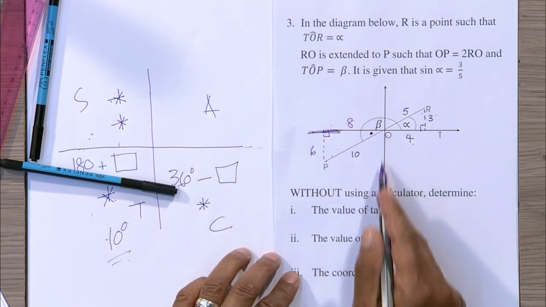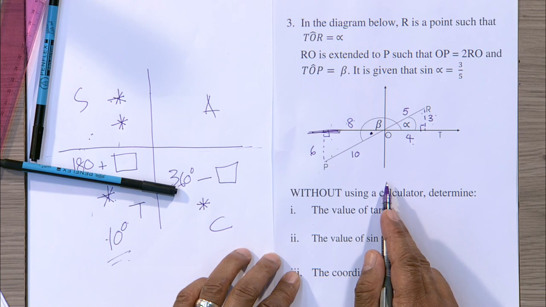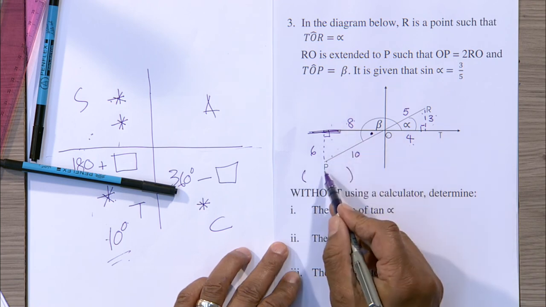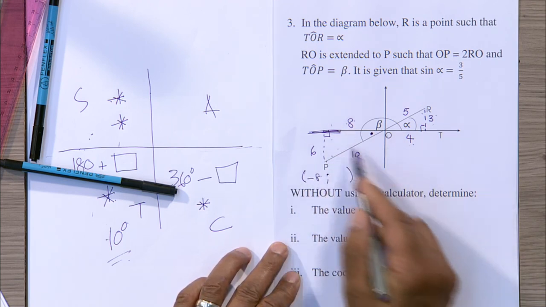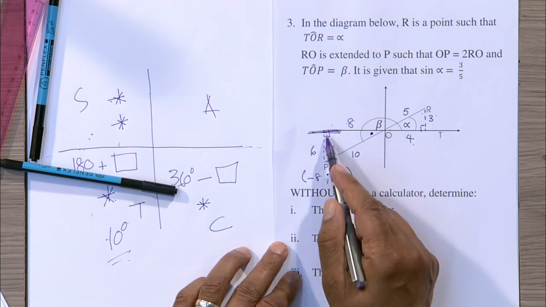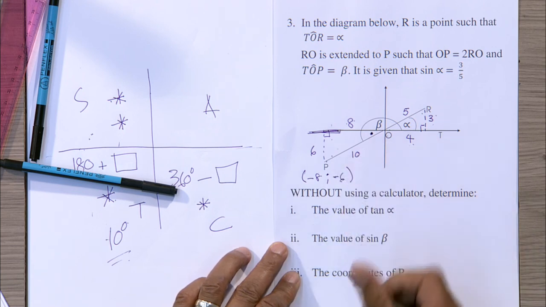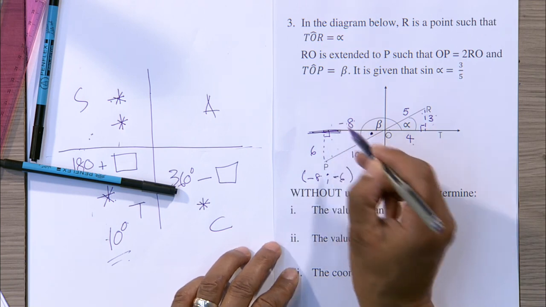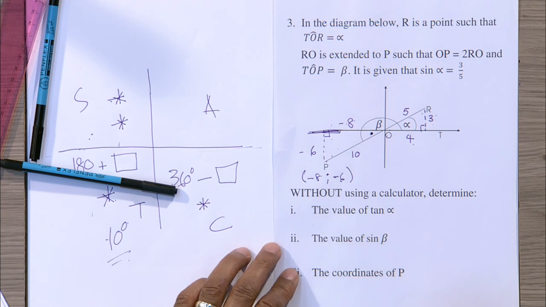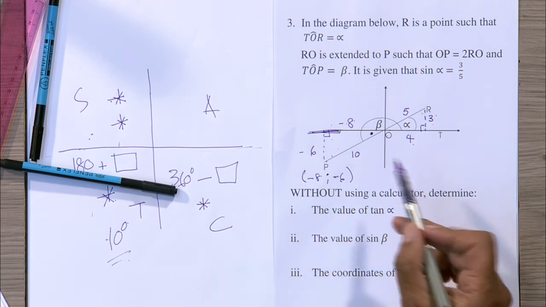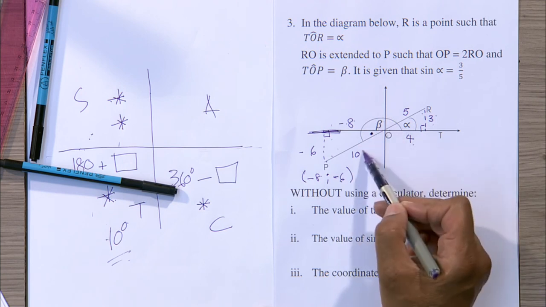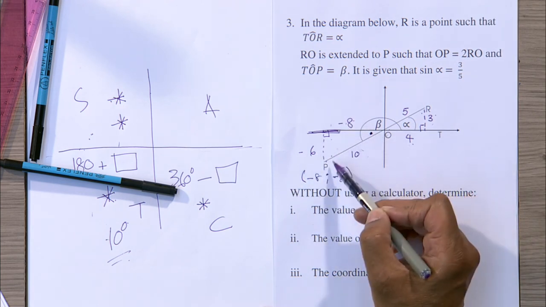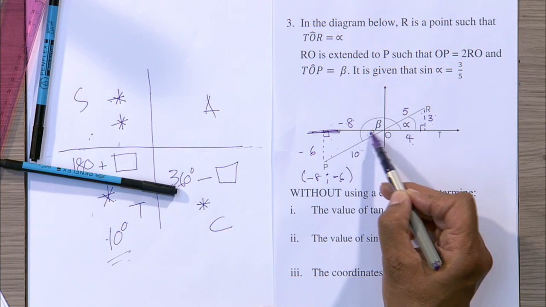And just because it is on the negative side of the vertical axis, please remember that the coordinates of P will be negative 8, although the side length is 8 and the side length is 6, the coordinates of P will be negative 8 and negative 6. Okay? You won't be penalized if you just put the negative sign there. And now I can calculate any values of that angle P, beta, because I have all the three sides of the right angle triangle, which was formed by looking at this reference angle there.